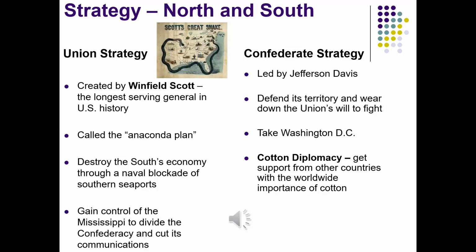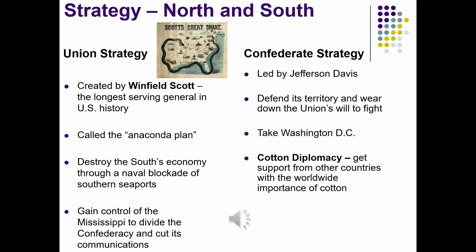Strategies for the North and South. The Union strategy was created by the longest serving general in U.S. history, Winfield Scott. It was called Scott's Great Snake, or the Anaconda Plan. Basically, what they were going to do is surround the South and cut off their supplies. This was going to eventually be an effective strategy.